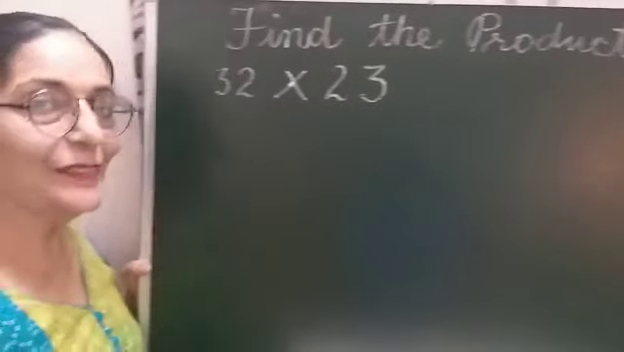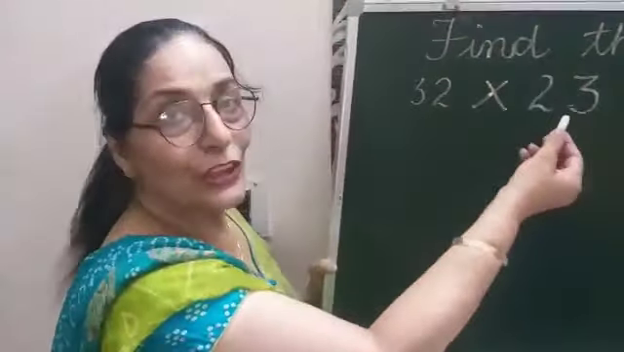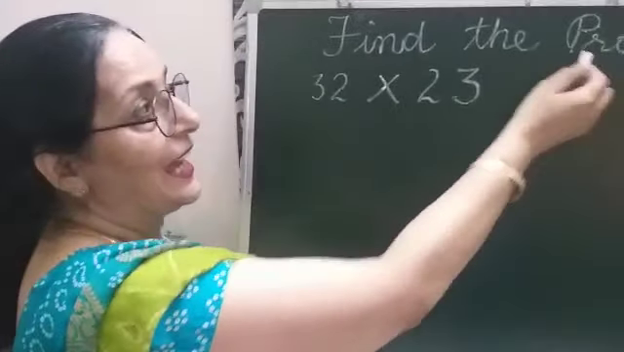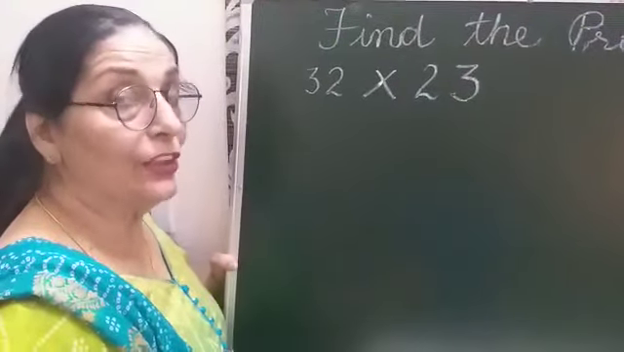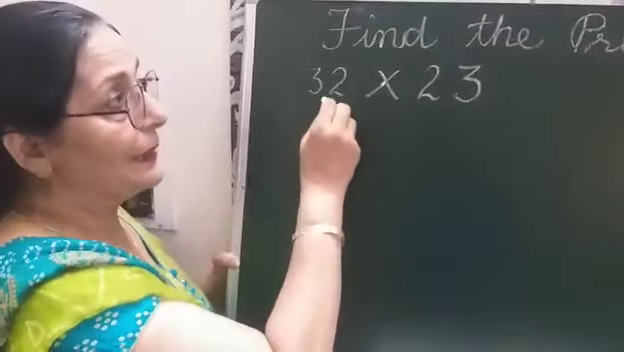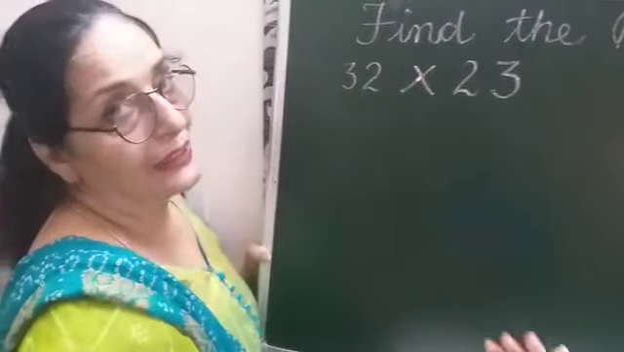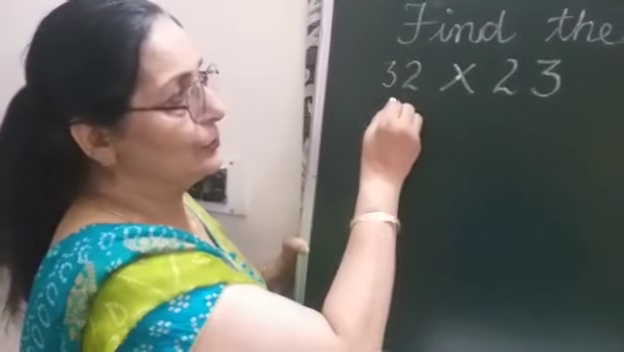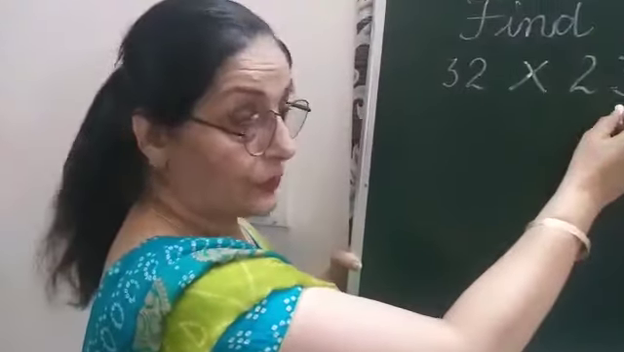Hello children, our question for today is find the product. Yesterday I told you the meaning of product. When we multiply two numbers, we obtain the product. Let us take the example of 32 multiplied by 23.